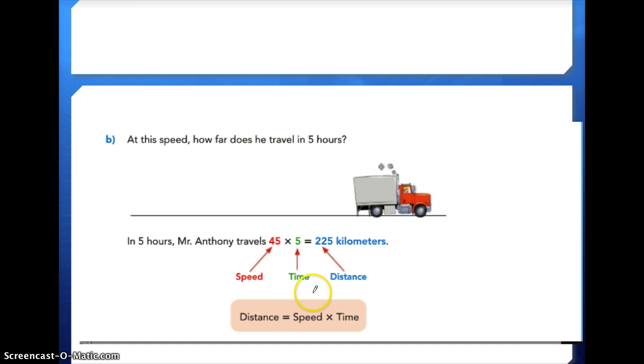Okay, so before we said that speed equals distance, right, over time. We just moved things around, and so this is also true. Distance equals speed times time. This is also true. Make sure you write it down.